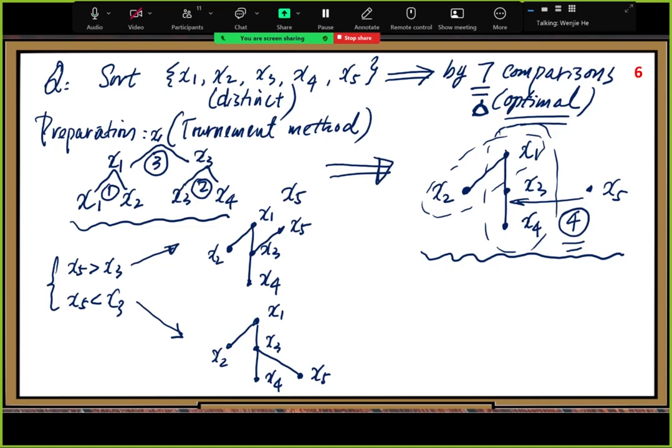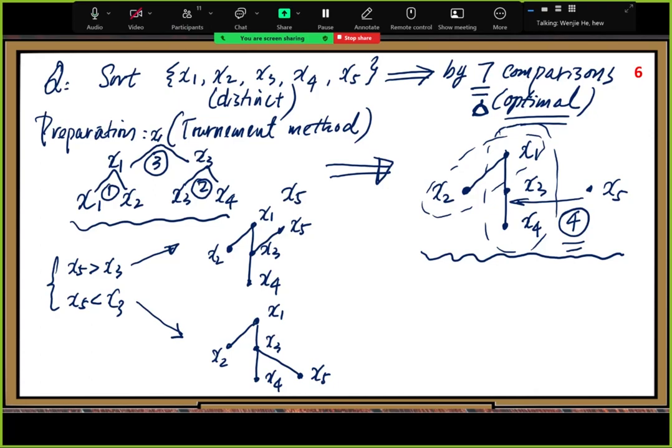Now we consider the next comparison, number 4: we compare X5 and X3. Based on our experience, why do we do the comparison like this? X3 is in the middle of the longest ordered chain. This kind of comparison, we get experience from binary search. So I believe all of you know the binary search.